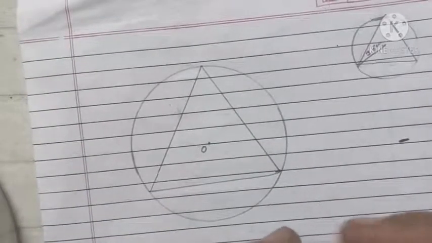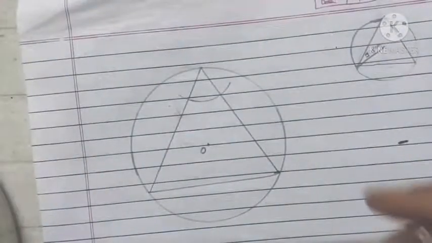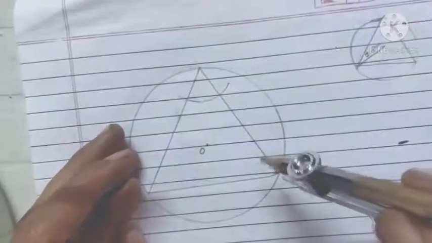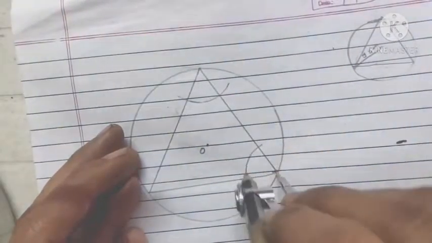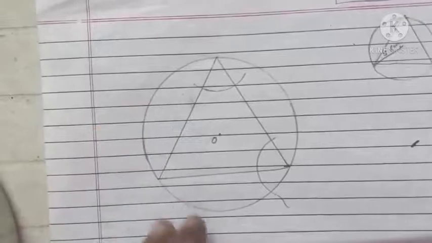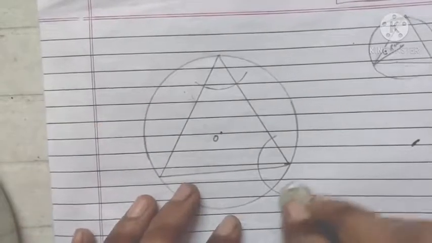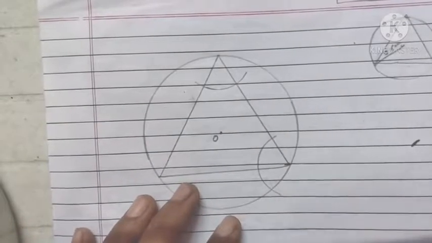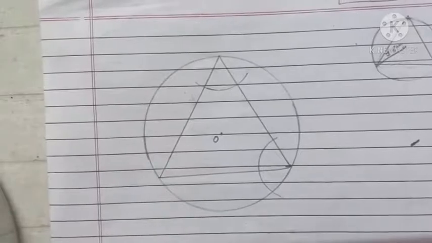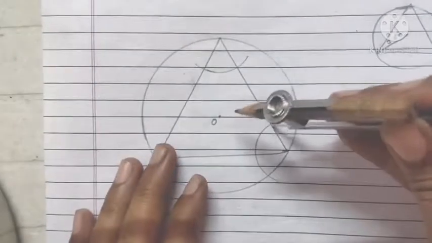Take any point. Now these 3 chords intersect the circle at 3 points. So out of these 3 points, take any one point from which you want to draw the tangent. Now measure any one angle by using the compass. By the same measurement, cut the other angle to the exterior part of the circle.